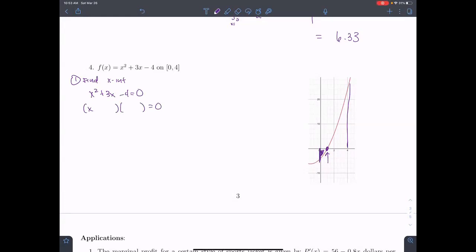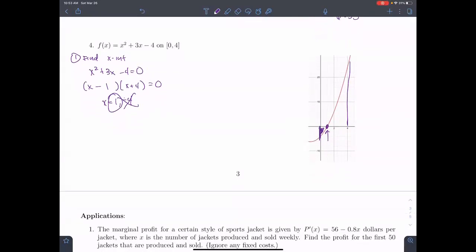I need a 3, so plus 4 minus 1. First is x squared, outer 4x minus 1x, good, outer inner gives me 3x, and then last gives me negative 4. Okay, this x equals 1 or negative 4, but I don't care about the negative 4, I care about that 1. So I'm actually going to split this integral up at 1.